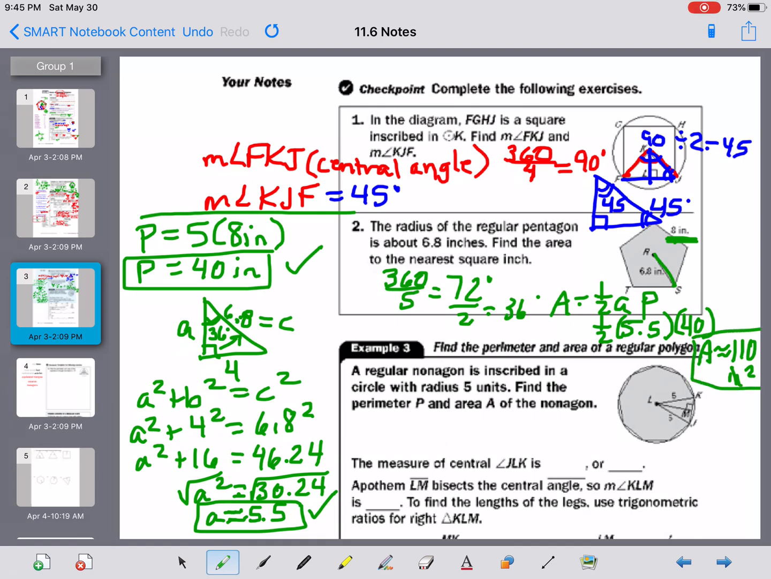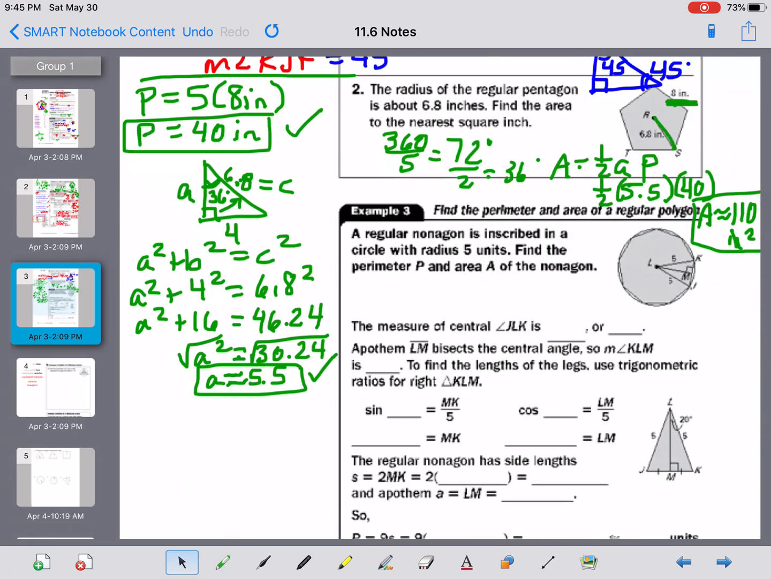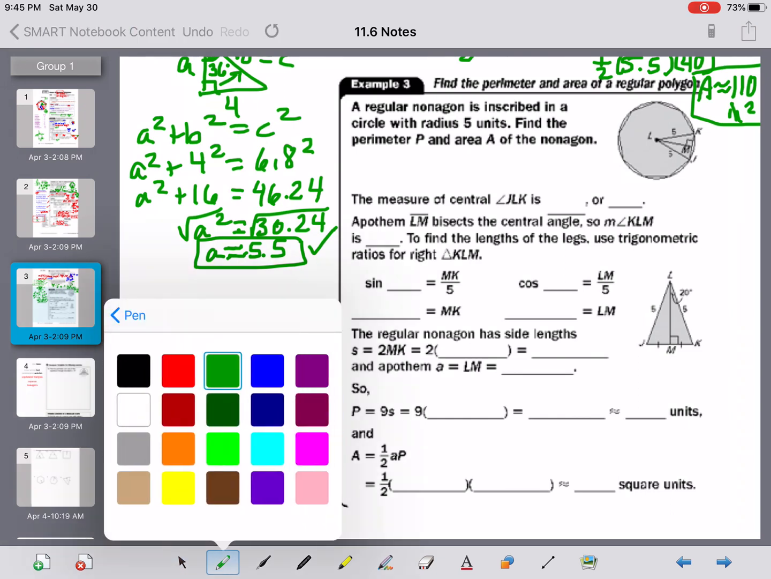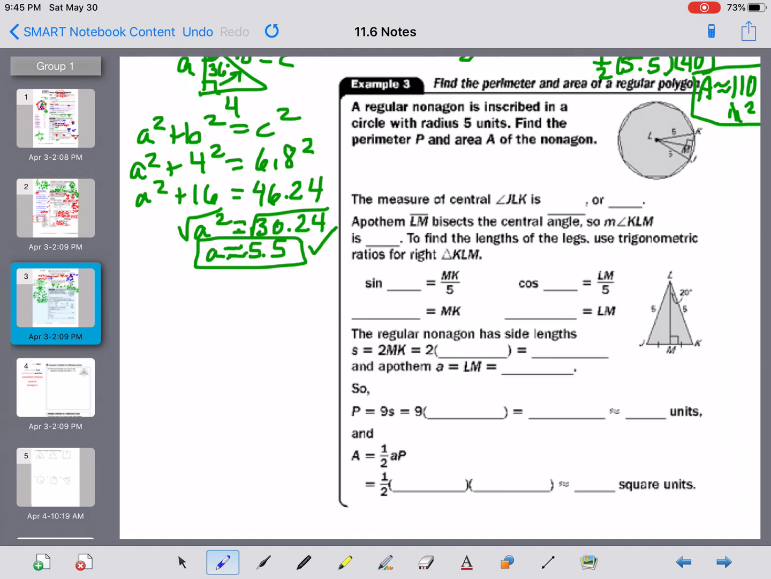All right, let's try another one. You're going to notice as we go on that sometimes we get less and less information. And that's important to know and important to realize that we have the tools, however, to find it. So they really don't have to give us very much information to be able to solve one of these. All right, our next one here, we're working with a nonagon. How many sides on a nonagon? 9. It's important to know this.